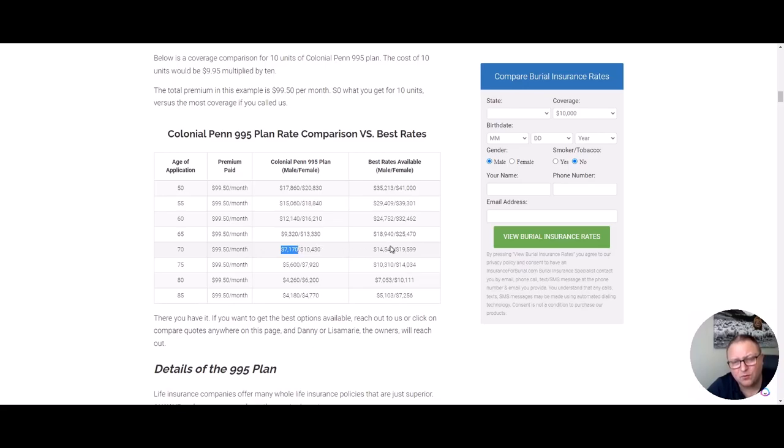Coming with us, we can find you coverage for $14,541. No brainer. Quite frankly, the Colonial Penn 995 plan is not even in the same universe as the best rates that deserve you.